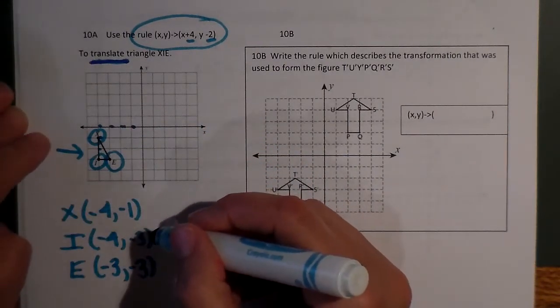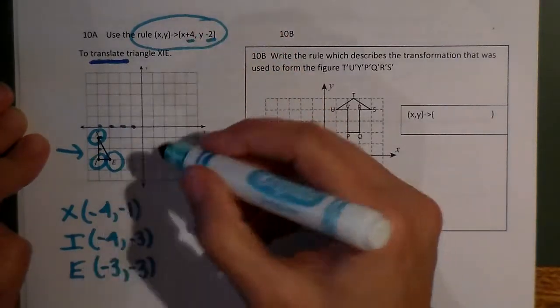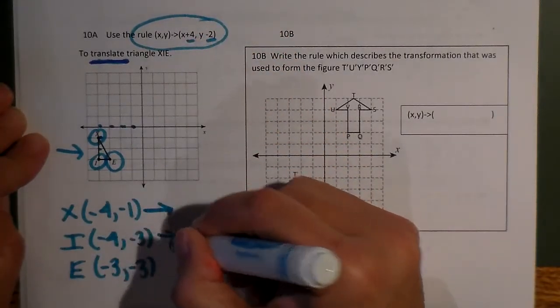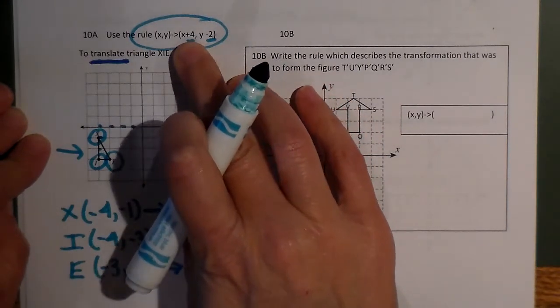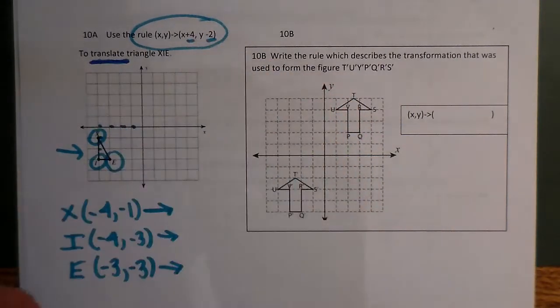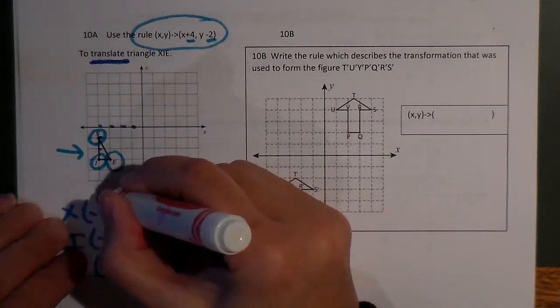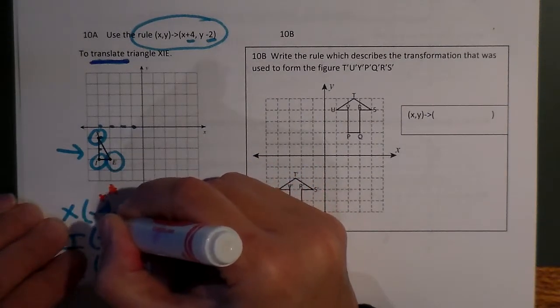So now I'm going to apply my rule here. What does my rule say I'm going to do? My rule says I'm going to add 4 to every x, and I'm going to subtract 2 from every y. So let's do that. I'm going to take every x coordinate and add 4 to it.